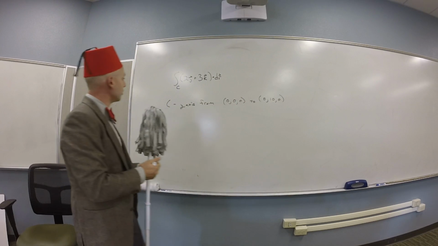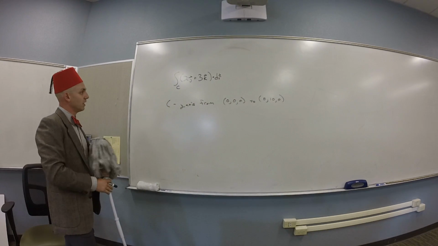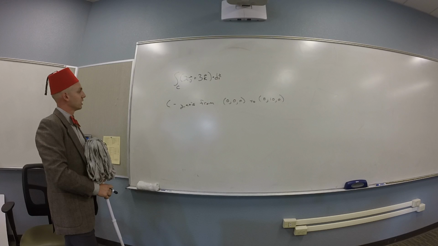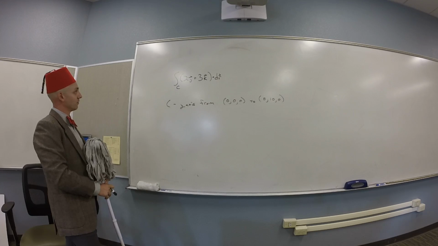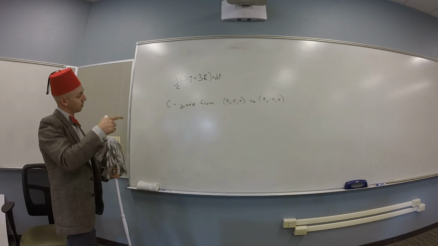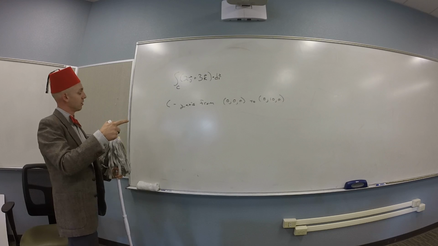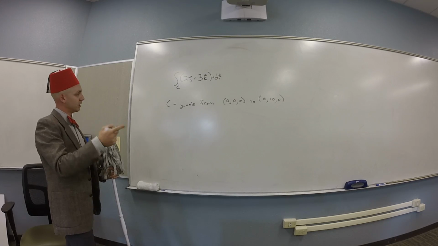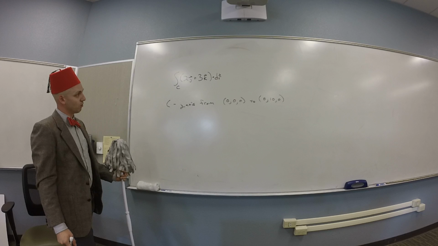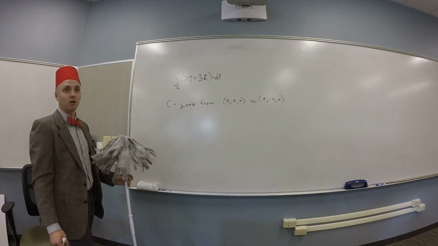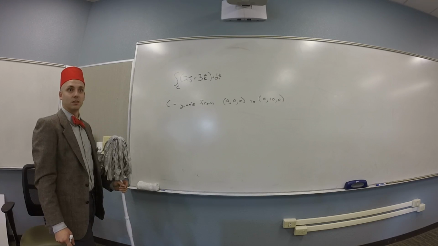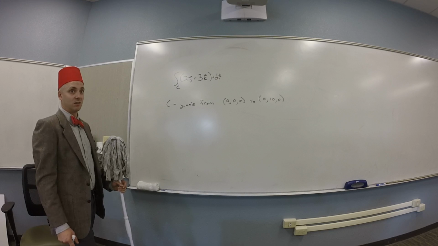Okay, so I want to do number 19 and 18.1, which says I'm supposed to integrate over a curve C the vector field 2j plus 3k dotted with dr, where C is the y-axis from the origin up to 0, 10, 0. Okay? Where do you start?